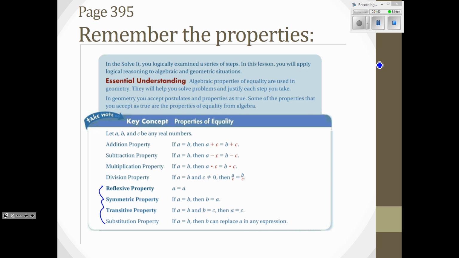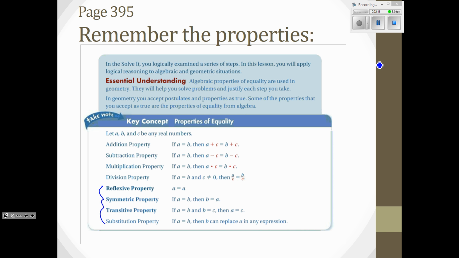You can write that on your property sheet: something is equal to itself. The reason that we use this is when we're doing some sort of a proof, we might get to a point where we have one of the same thing on both sides of the equation, and so we need to use the reflexive property to help us justify what we do as we go forward. And you'll see examples with it as we move.